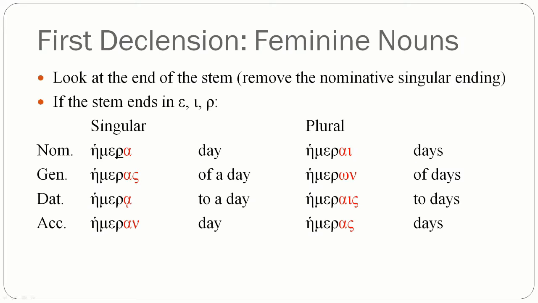So let's look at these plural endings. First of all, the nominative plural. The ending is alpha iota. So for this word, it is hemerai, days. Then the genitive plural: if you remember from the discussion in chapter 4, the genitive plural ending is always going to be omega nu, no matter what. So here you see, even though we switched from second declension to first declension, that genitive plural ending is still the same. It's just omega nu. So hemeron, now instead of a day, it's of days, plural. Then the dative plural, hemerais, alpha iota sigma, to days. And then the accusative plural, hemeras, alpha sigma, days.